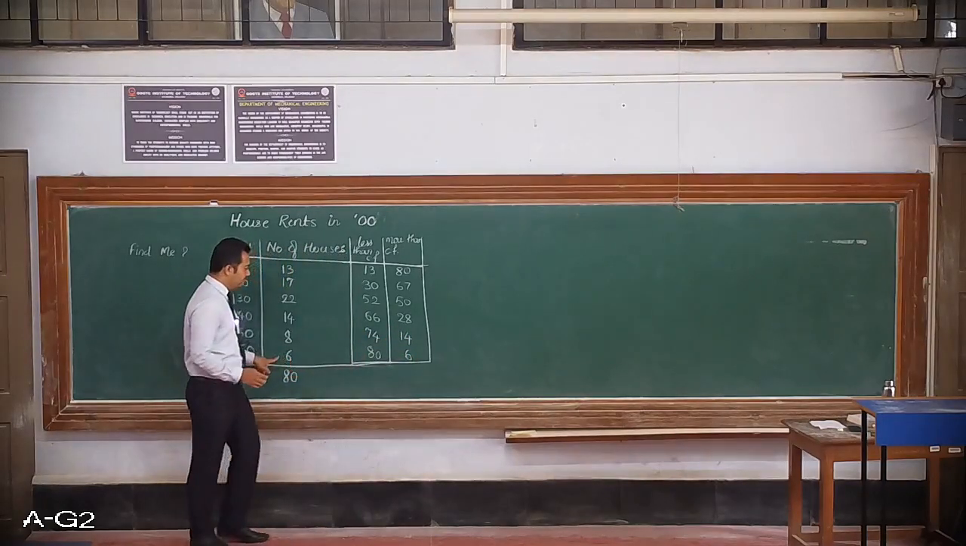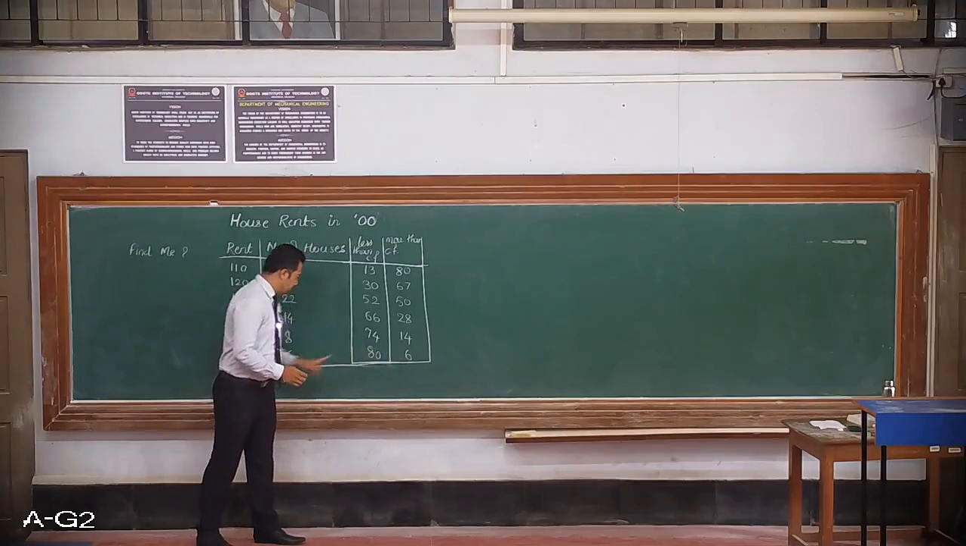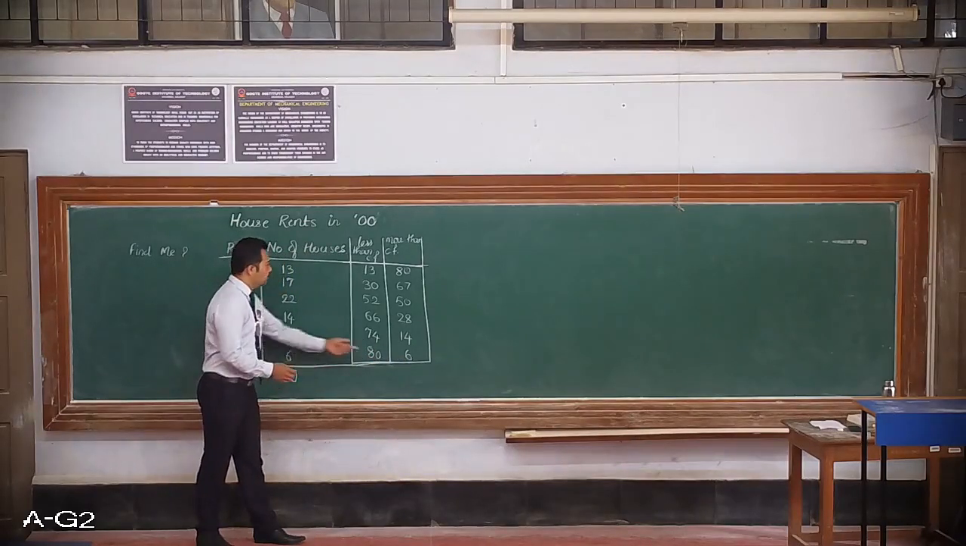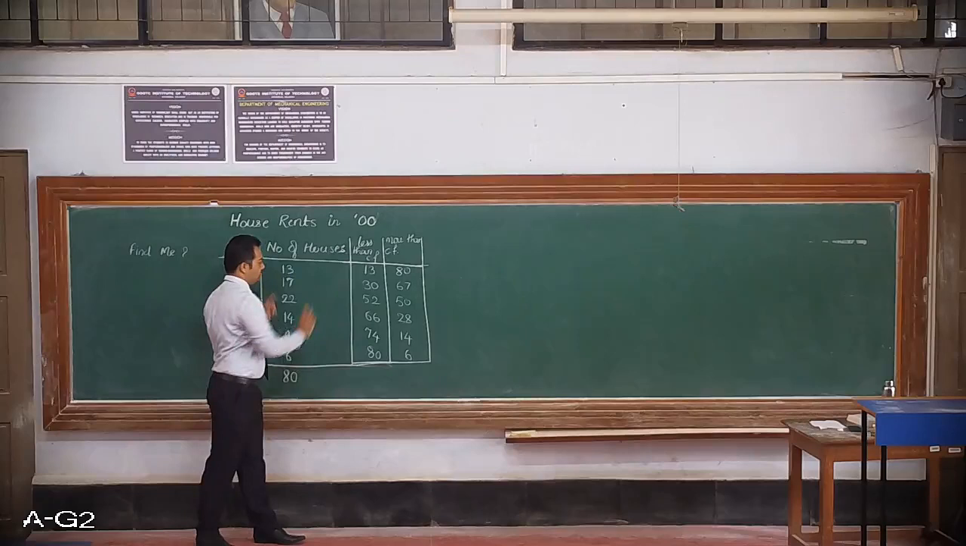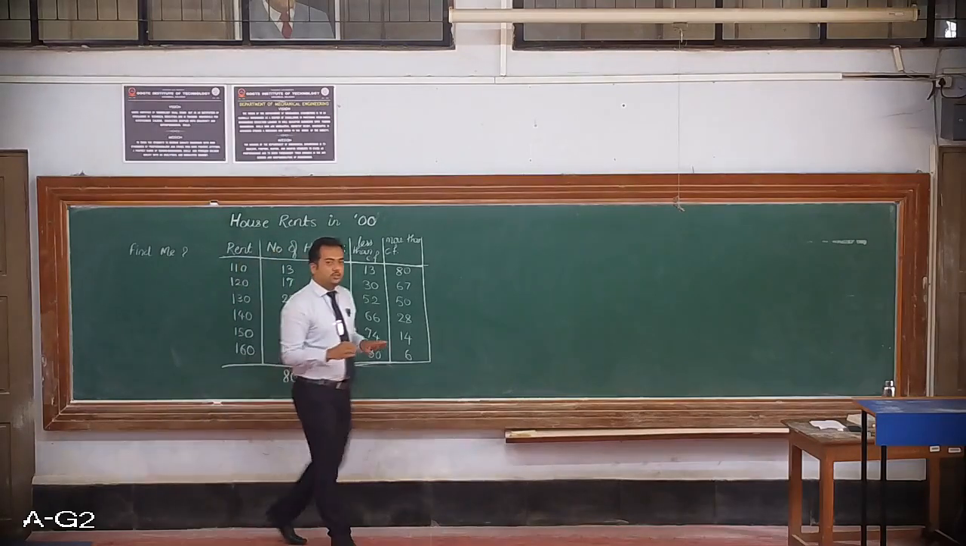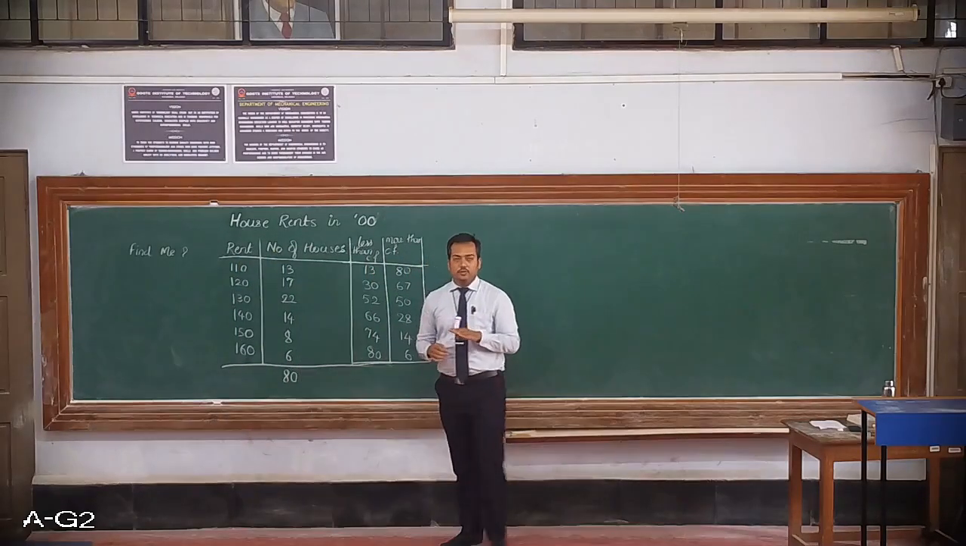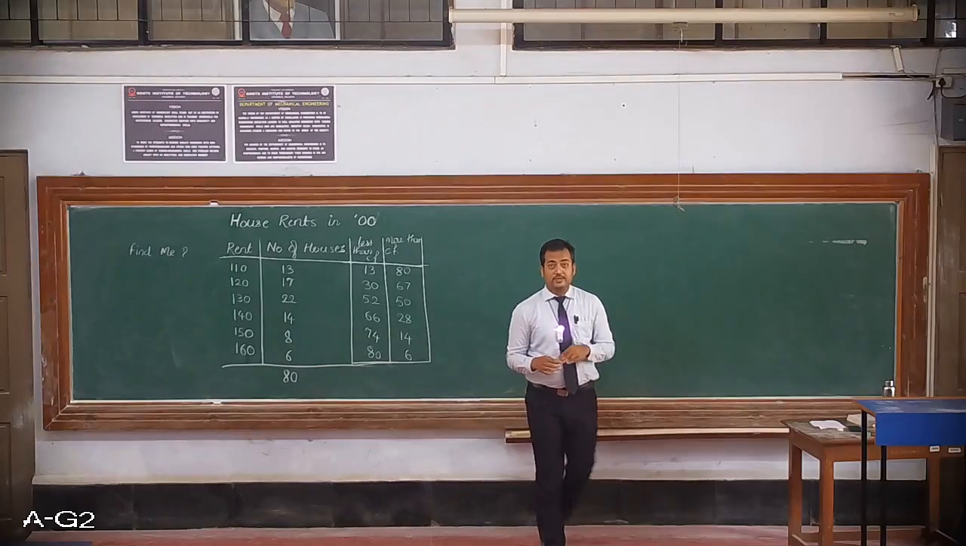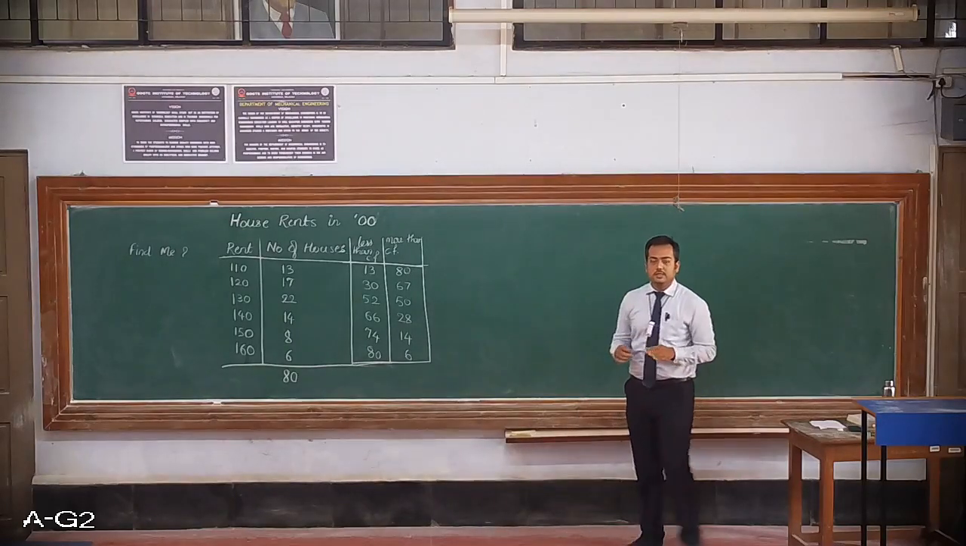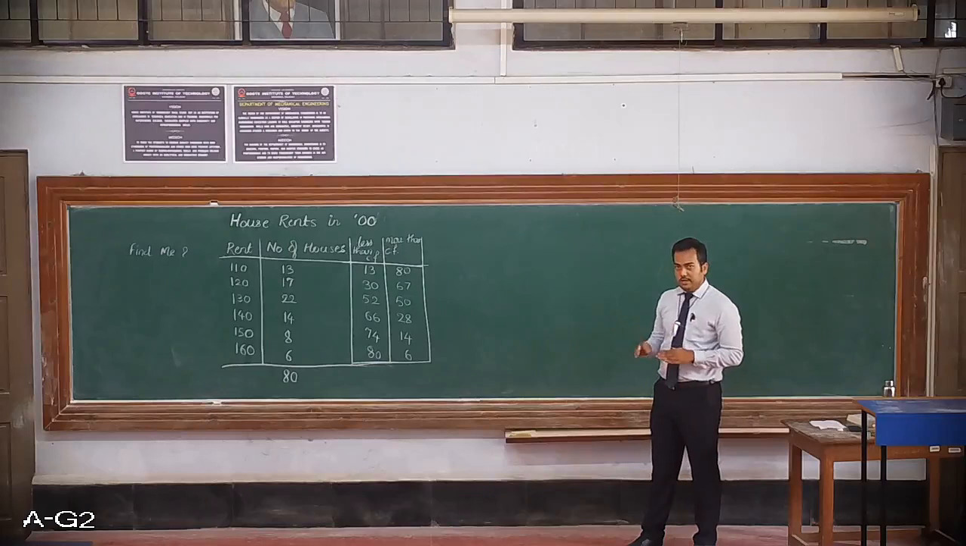So this is correct. Anyway, these two frequencies, then this total and these two frequencies should always match. Then only you can say that your less than cumulative frequency, more than cumulative frequency, and total are all tallied, and those are correct.